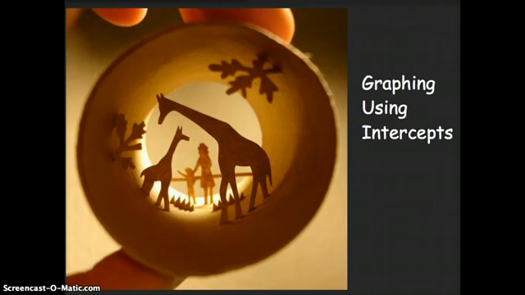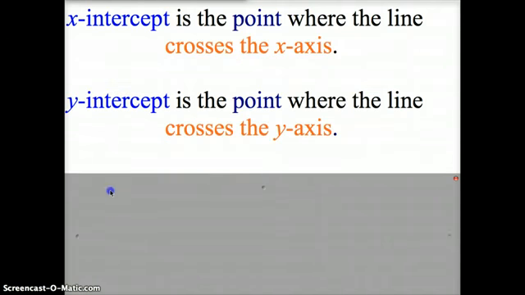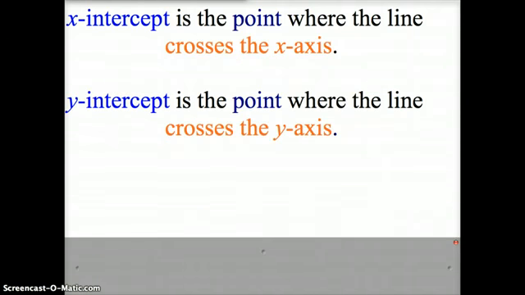So, graphing using intercepts. The x-intercept is the point where your graph or your line crosses the x-axis. Conversely, the y-intercept is the point where your line or your graph crosses the y-axis.